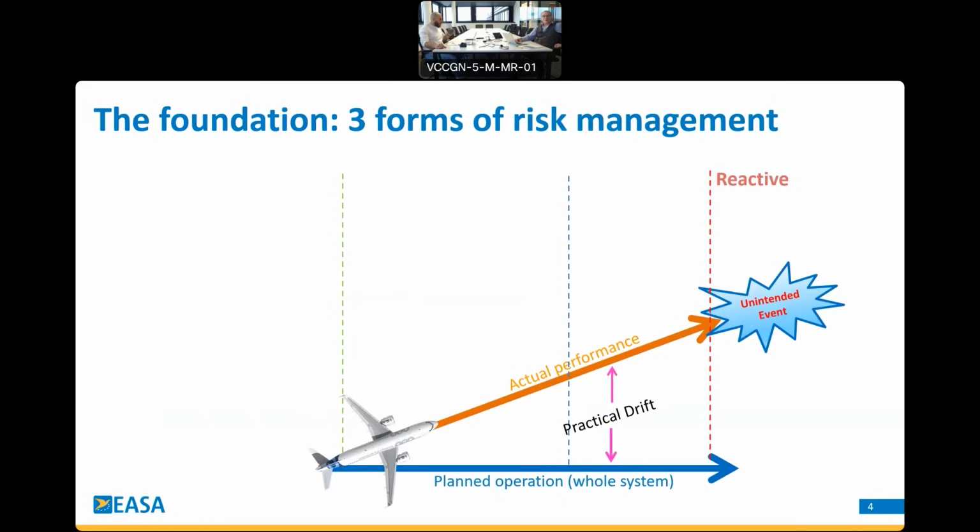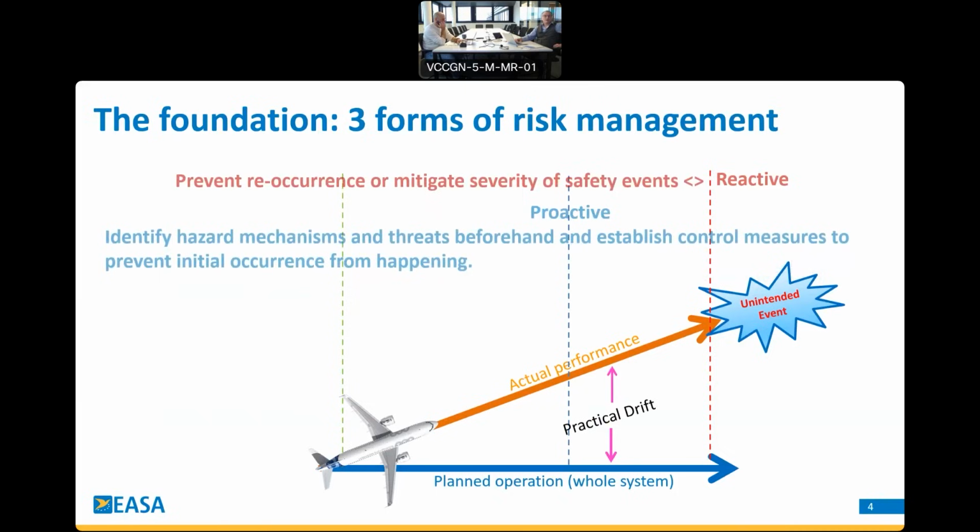So at the beginning, one of the forms to manage the risk is the reactive one. Reactive form, where you prevent reoccurrence or mitigate the severity of safety events. The second part is the proactive way to manage the risk. The proactive way is a way to identify hazards, mechanisms and threats beforehand, and then you establish control measures to prevent an initial occurrence from happening. So it's well before the timeline and the development of an unintended event.